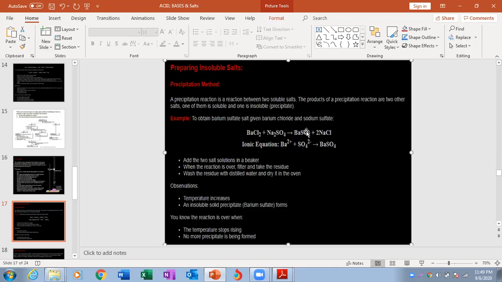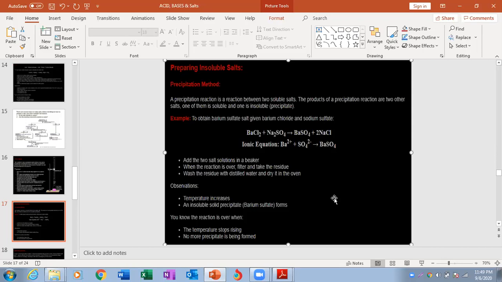But to remove the insoluble salt, the precipitate, what will you do? You will perform the filtration technique, and the remaining portion will be evaporated, and with the help of evaporation or crystallization, you can produce the sodium chloride.